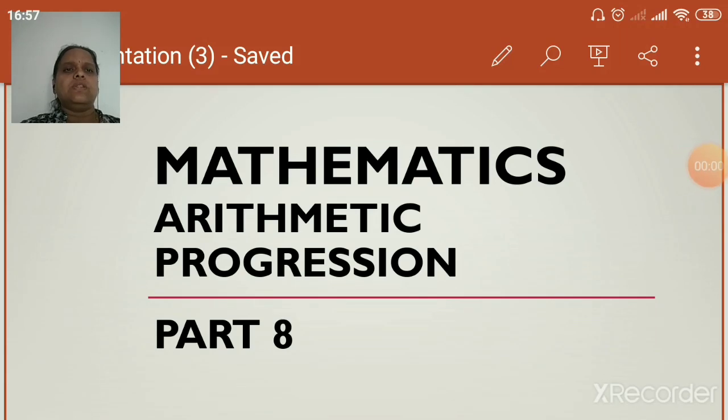Continue with the arithmetic progression part 8. In the previous part, we have already solved the word problem related to AP. Let us continue the same exercise, but before that we will revise all the formulas related to AP, that is nothing but an and Sn formulas.